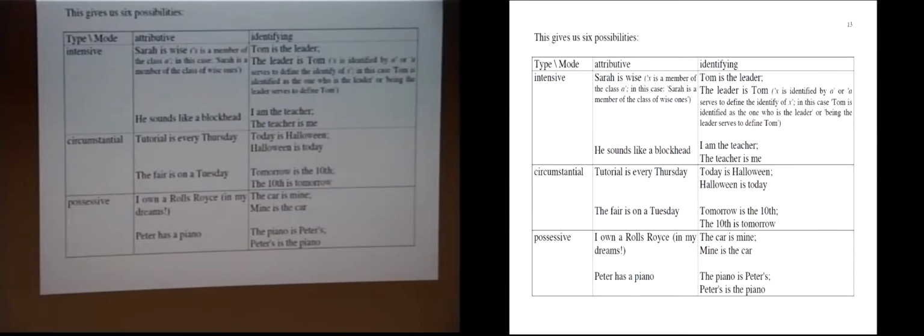Or possessive, I own a Rolls Royce. Peter has a piano. The car is mine. Mine is the car. So again, these are reversible. The car is mine. Mine is the car. The piano is Peter's. Peter's is the piano.